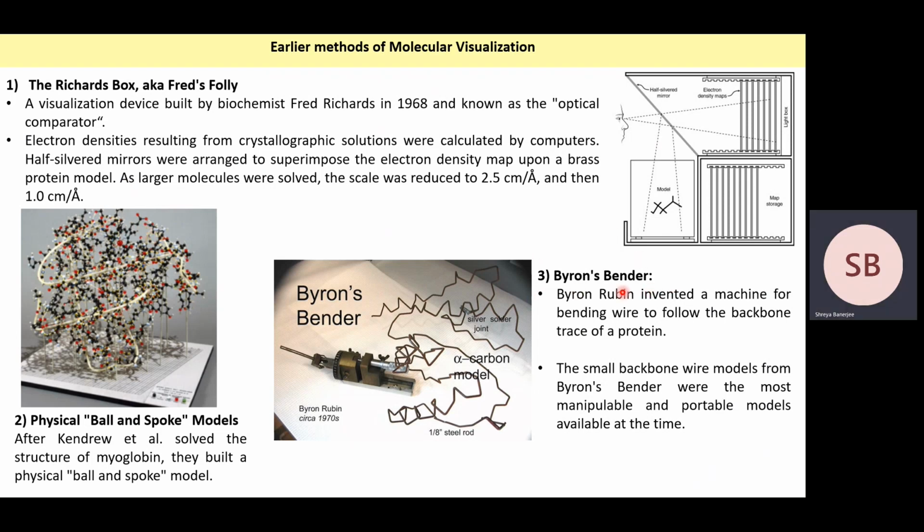Another method was called Bidon's bender. So Bidon Rubin invented a machine for bending wire to follow the backbone trace of a protein. What this machine does is that it allows the wire to be bent in whatever direction is needed, and the net orientation of the wire denotes the backbone of the protein. These small backbone wire models from Bidon's bender were the most manipulable and portable models available at the time. So compared to the ball and spoke model or the model derived from the Richards box, the Bidon's bender model, since it only consisted of a thin wire, was much more portable.